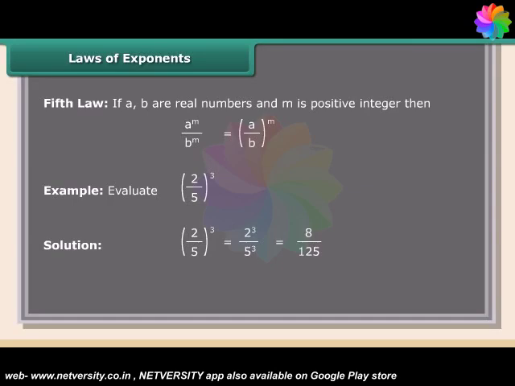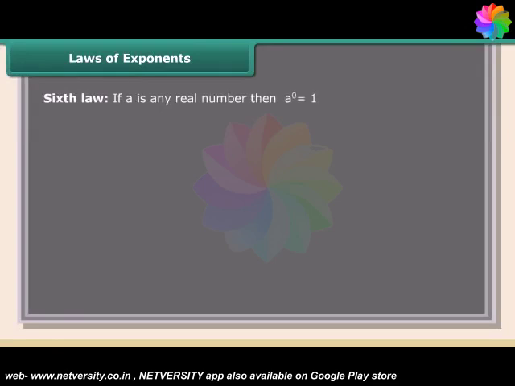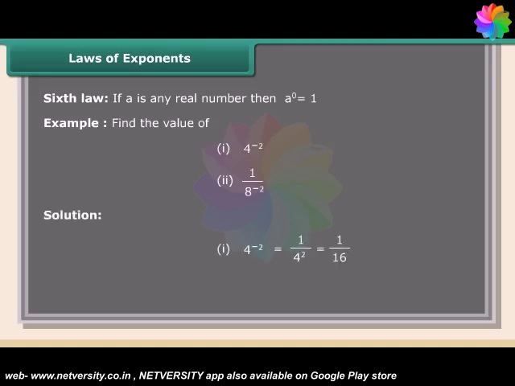Sixth law: if a is any real number, then a^0 is equal to 1. Example: find the value of 4^(-2) and (1/8)^(-2). Solution: 4^(-2) is equal to 1 upon 4^2, which is equal to 1 upon 16. (1/8)^(-2) is equal to 8^2, which is 8 into 8, equals 64.